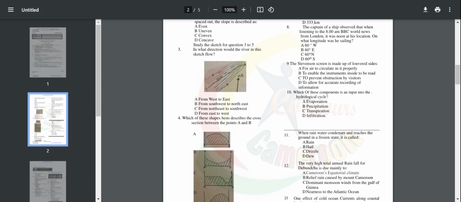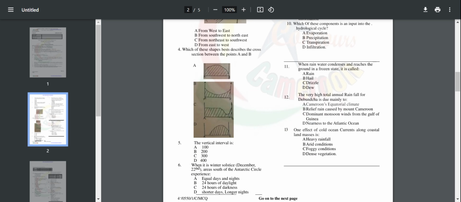Question 11. When rainwater condenses and reaches the ground in a frozen state, it is called? The answer is B, which is hail.